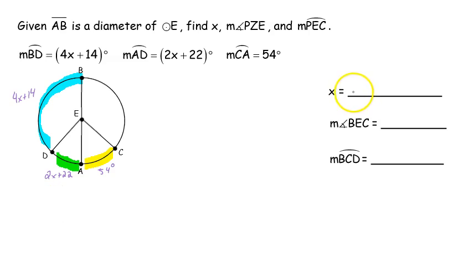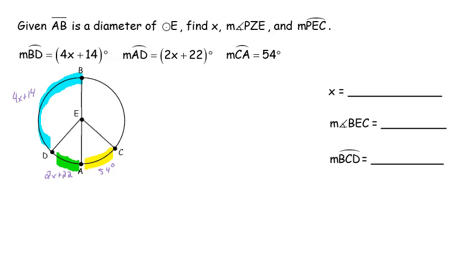First things first, they want us to solve for x. We can't use the 360 per se because we can only use 360 if we know every single piece of that circle, all of the arcs. I don't know this arc. Another common misconception is that arc AD and arc CA are congruent, but the central angles are not congruent, the arcs are not congruent.